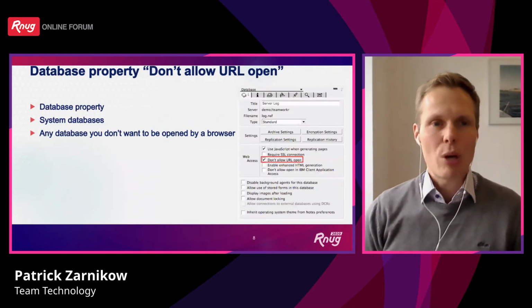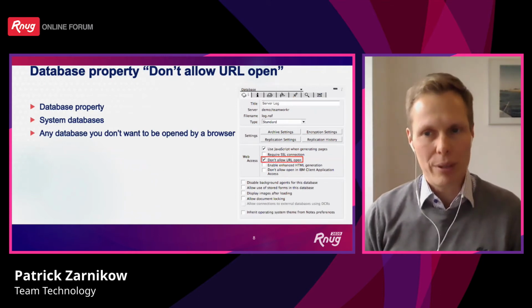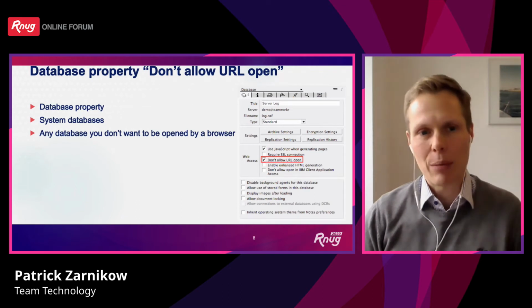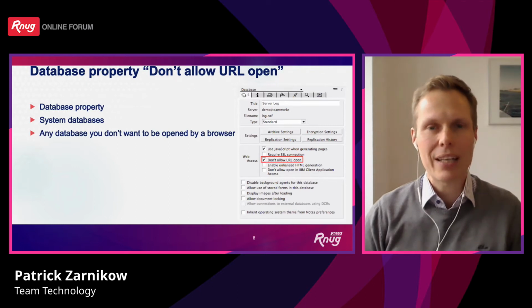We have another property in the database. This is "don't allow URL open". If you take it, for example, in this case, from the server log that we have in our screenshot here, you can see the database property "don't allow URL open". So this disables directly opening the database via an HTTP URL.